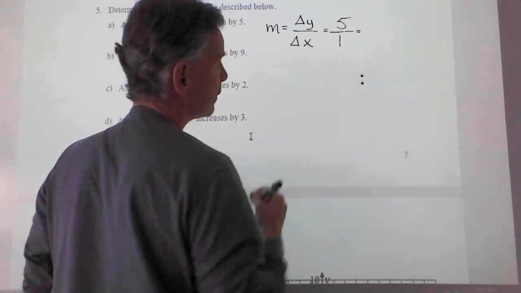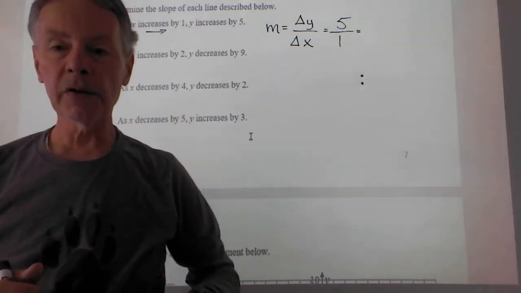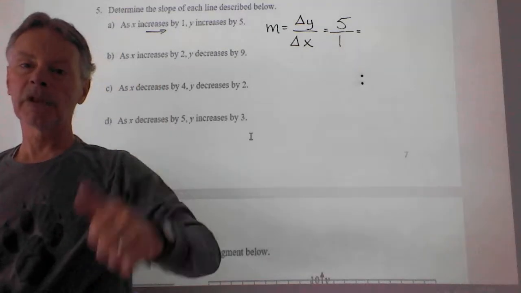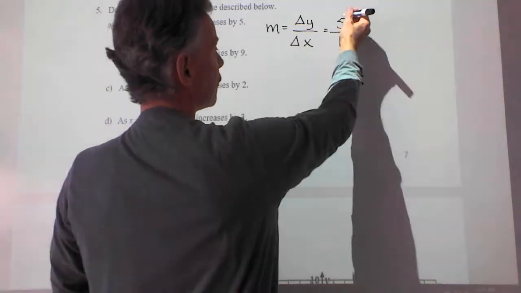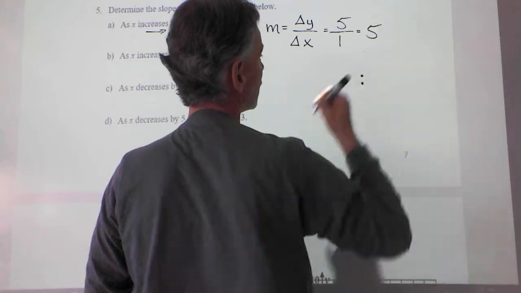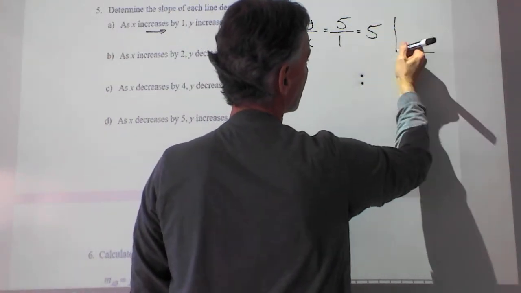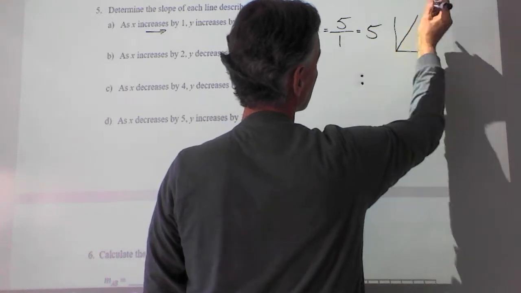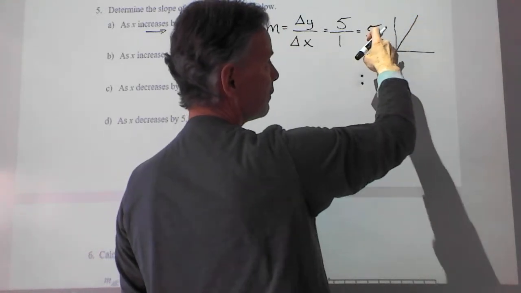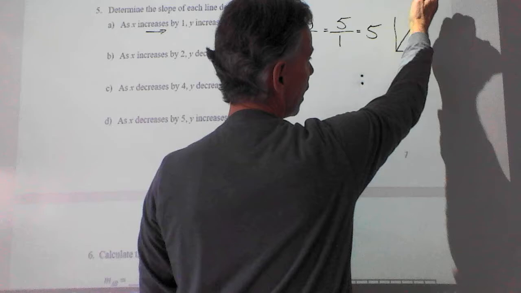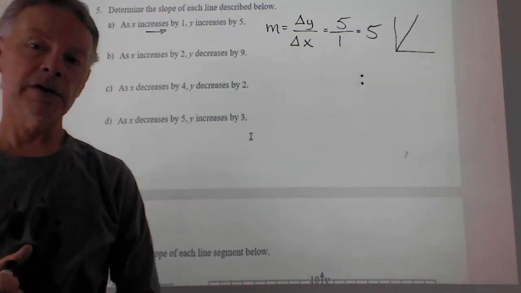Now, this fraction we can simplify. If it simplifies to a whole number, that's good, okay? So 5 over 1 gives us a slope of 5. That would be a line that would be very, very steep, and since it's a positive slope, it's going to go up as you go from left to right.